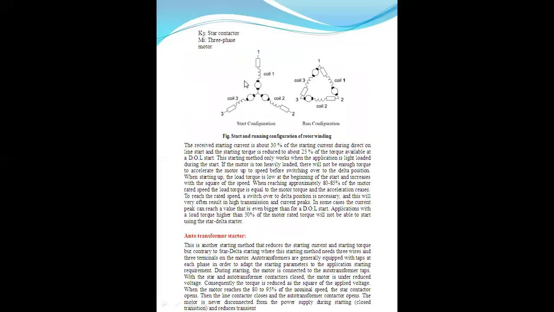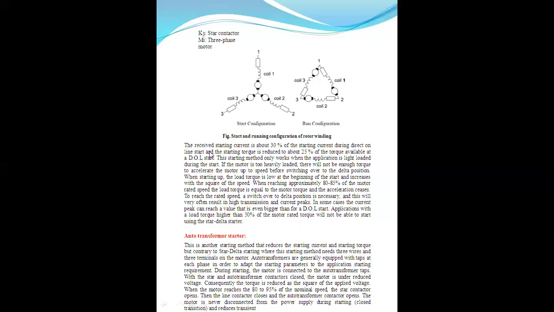So this is the star configuration and this is the run configuration. This is the start configuration, which means start with star and running configuration of the rotor winding. When it is started, it is star connected. When it is in the running condition, it is delta connected. In case of the star connection, the phase voltage is equal to line voltage by root 3. That's why we can reduce the starting current and also the starting torque.